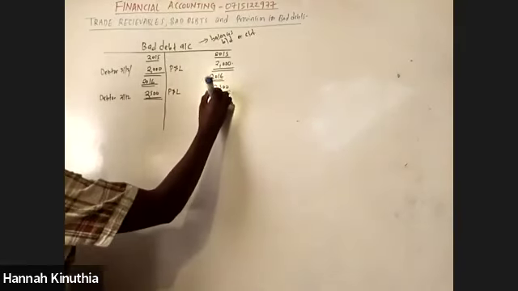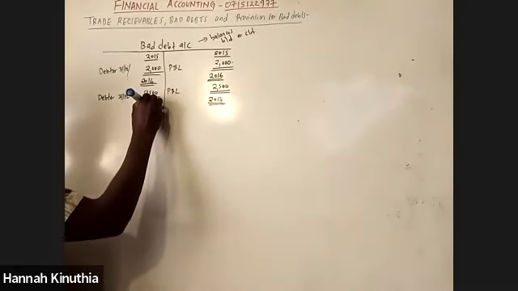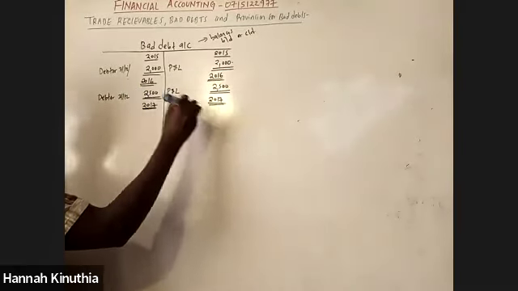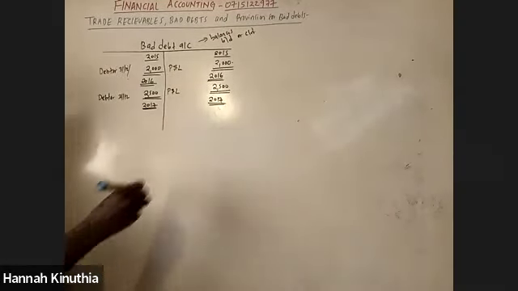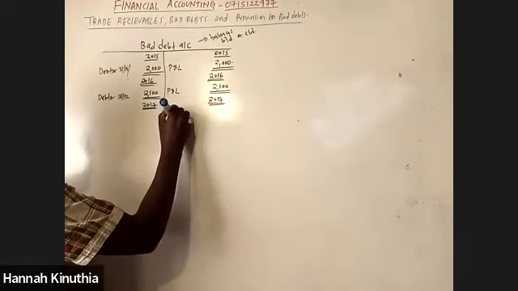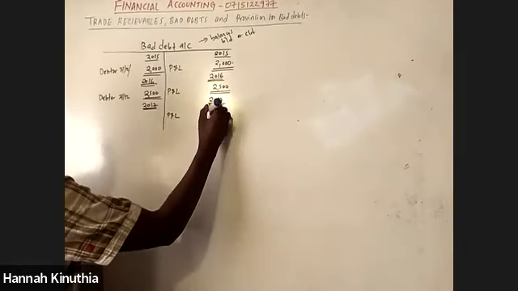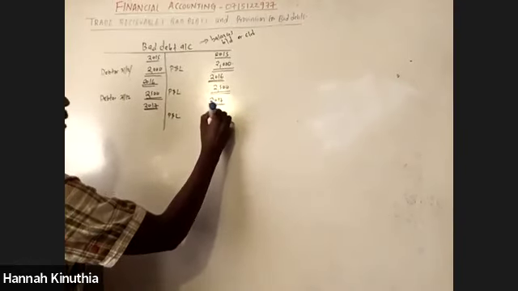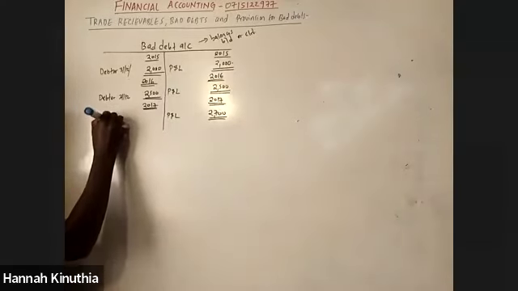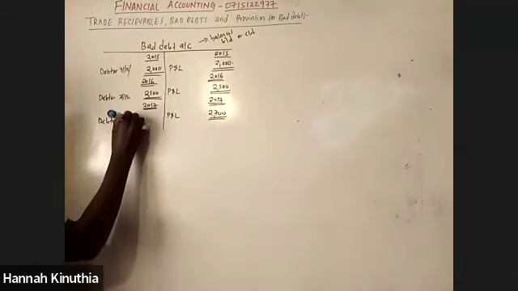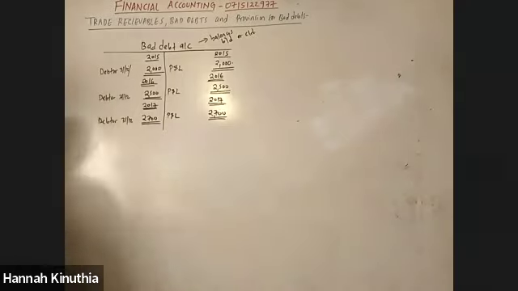So 2017. If we go, 2017 is 2700 to the P&L. This one will go to the P&L as 2700. But remember, you need to close this figure. So how do you close it? This is how you close it, as usual. That is how you close it.